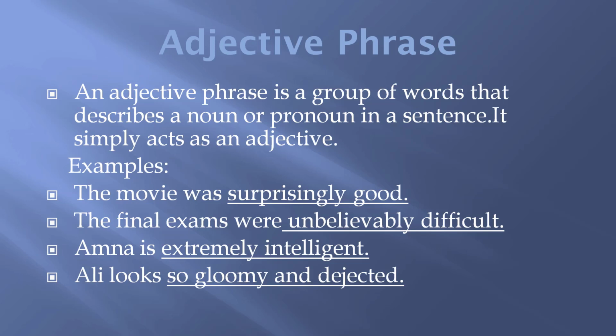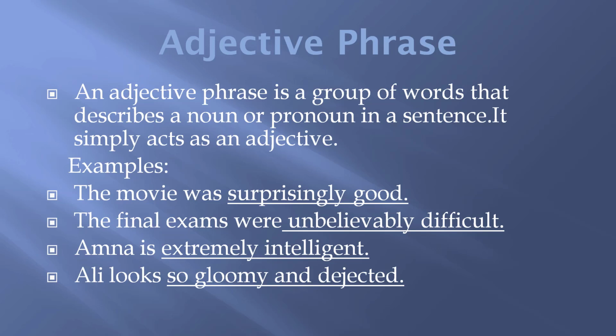We are having 4 examples of adjective phrase. The movie was surprisingly good. In this example, surprisingly good is an adjective phrase because this phrase is describing the noun movie. It tells us the quality of the movie, that the movie was good.